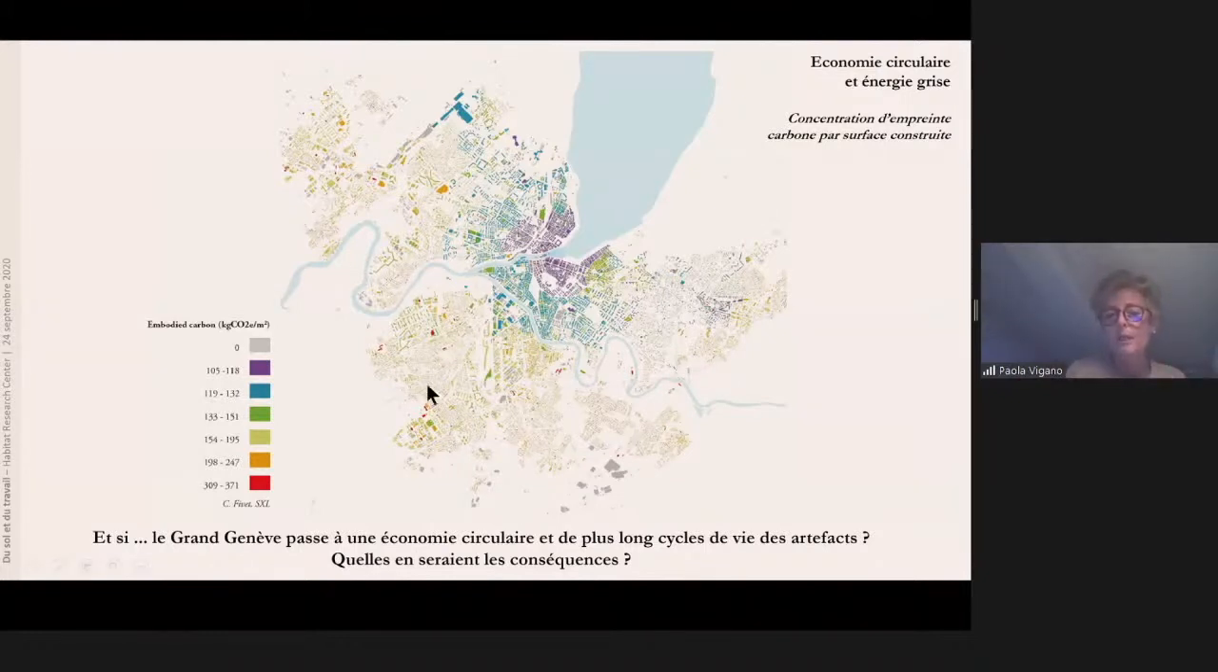This is research made by Corentin Fuvet about the concentration of carbon footprint, where you see that it is exactly the periphery, the place where you can really work on this concentration of carbon footprint, much higher than even the central part of the city. So there is a kind of resource there that has to be reused as much as possible.